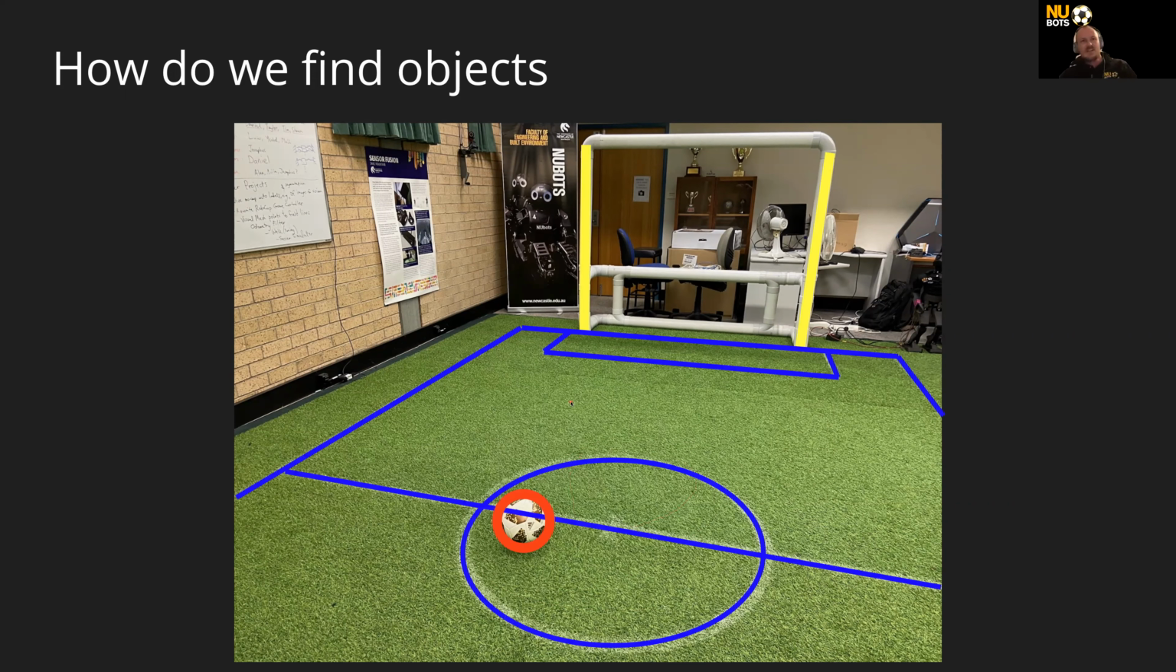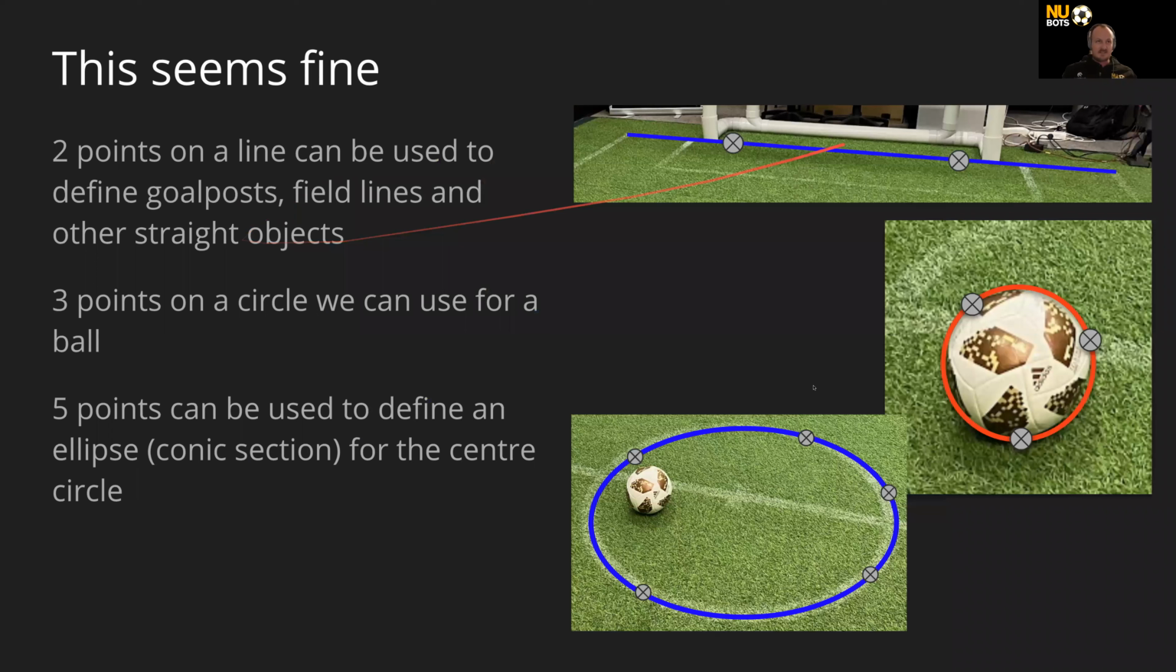So that's it, right? Vision's done. My talk is over. But just to be sure, how about we check another example? So 2 points on a line can define a goalpost, 3 points on a ball, 5 points on an ellipse. We can define all these shapes. But let's do another example.